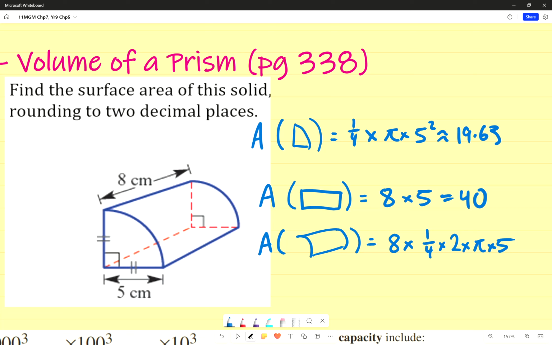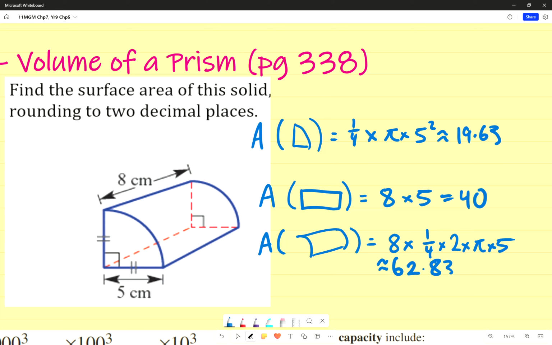So a quarter of the formula, being 2 pi r. So 2 times pi times r, which is 5. So we get times by 5. We put that in the calculator. So we go 8 divided by 4 times 2 times 5, times pi. That gives us an answer of approximately 62.83. And a lot of students from there would just add those numbers up.